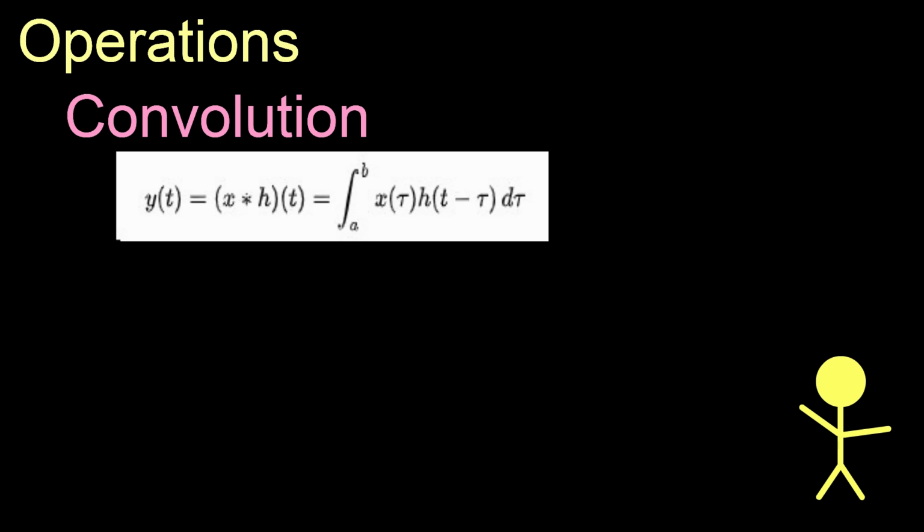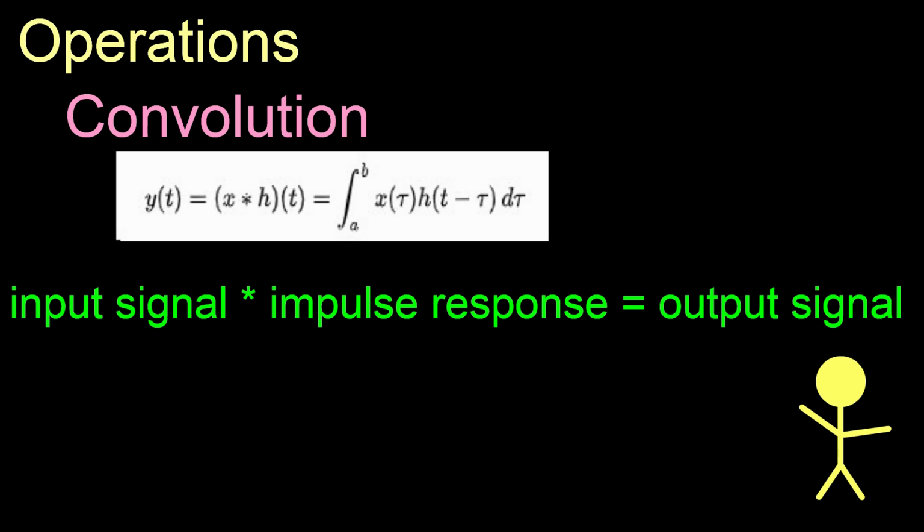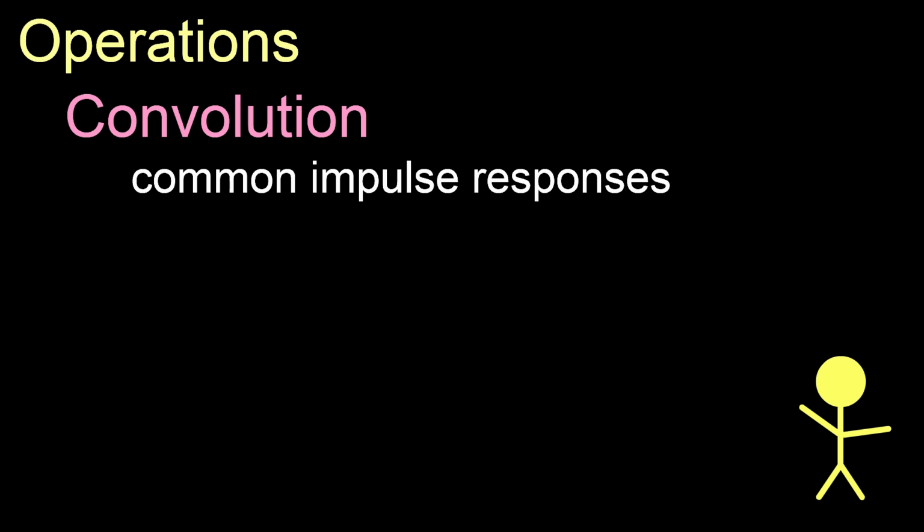Here's why convolution is so important. An input signal convolved with the system's impulse response results in the output signal. That means we can find the output of a system given any input and the impulse response of the system. There are a couple common impulse responses used in convolution. May I remind you that an impulse response is a system's output when we input the unit impulse.